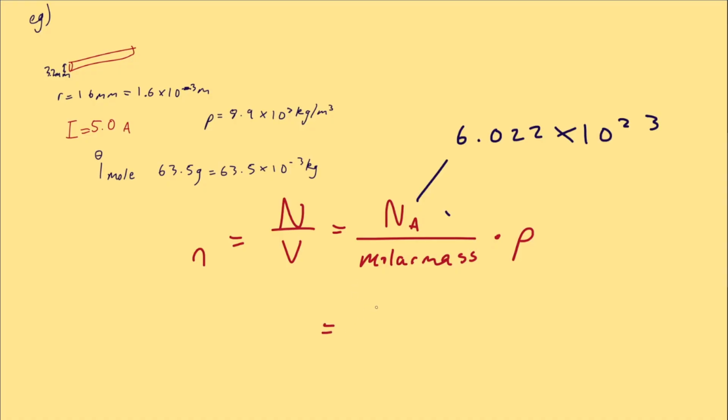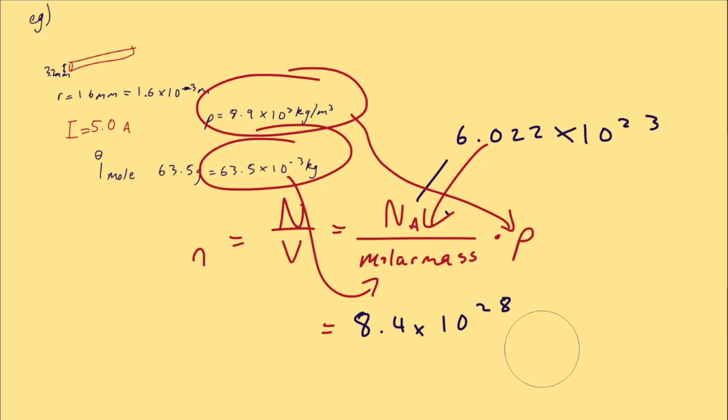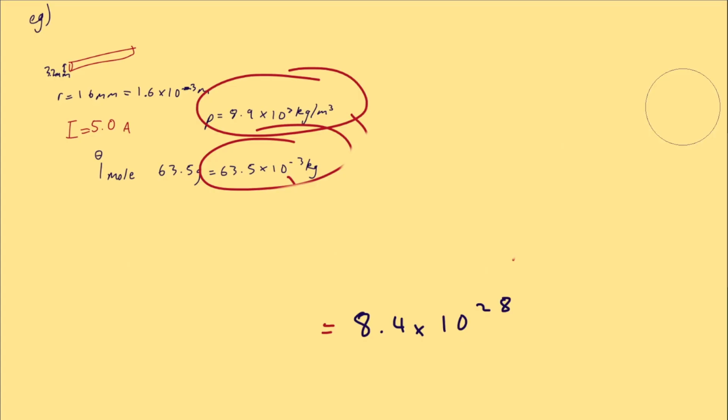But this is equal to Avogadro's number divided by the molar mass, which is this value here, multiplied by the density of copper. You plug all of these values in, and your answer for N is 8.4 times 10 to the power of 28 electrons per meter cubed. That's the amount of electrons per unit of volume. Let's set this aside, make some space.